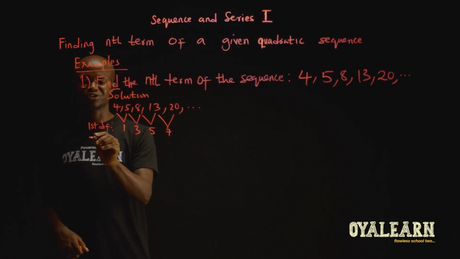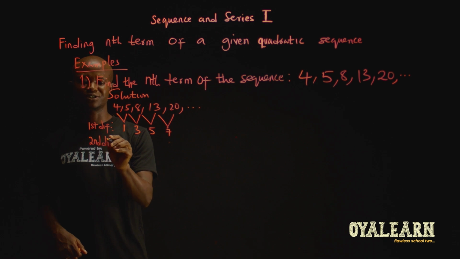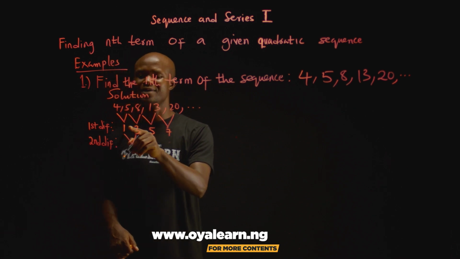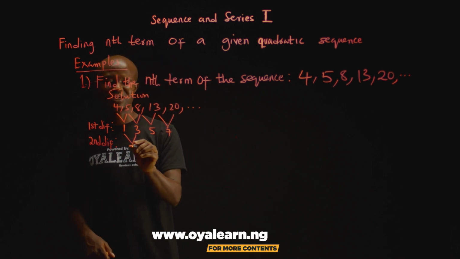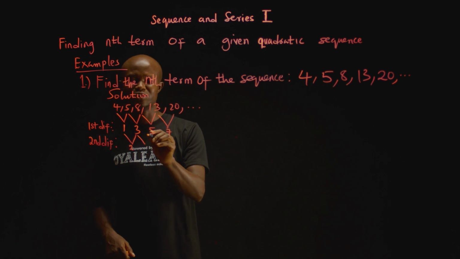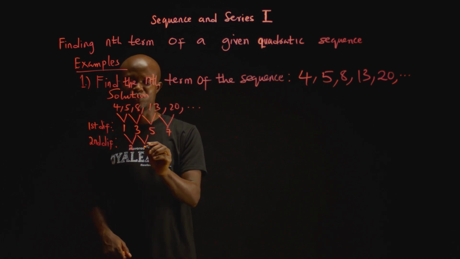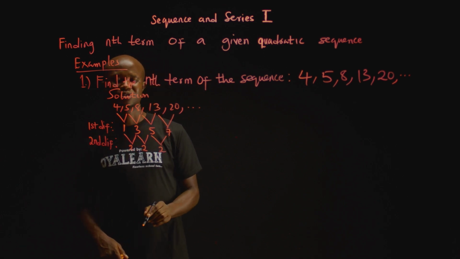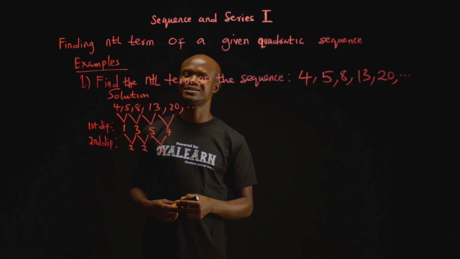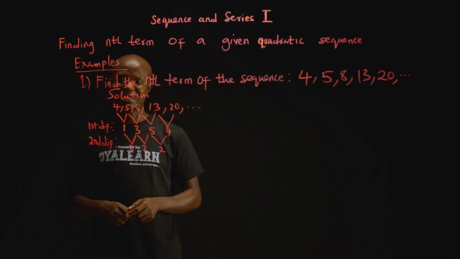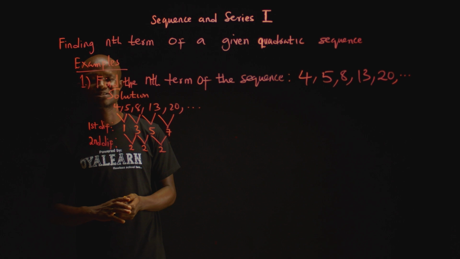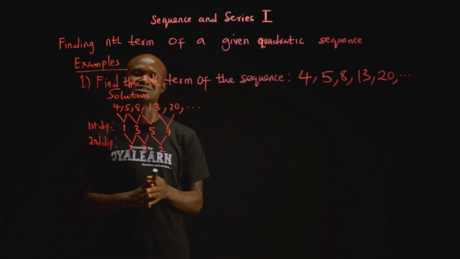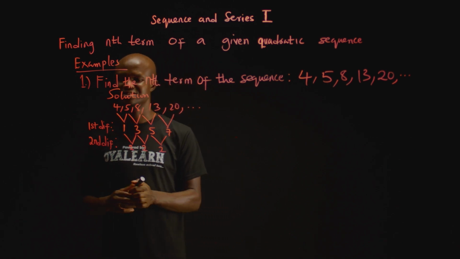Now, we need to check the second difference also. 3 minus 1, what are we going to have? That's 2. And 5 minus 3, we also have 2. 7 minus 5, we also have 2. We can see that the second differences are the same, while the first differences are not the same. Meaning that this kind of sequence is a quadratic sequence.